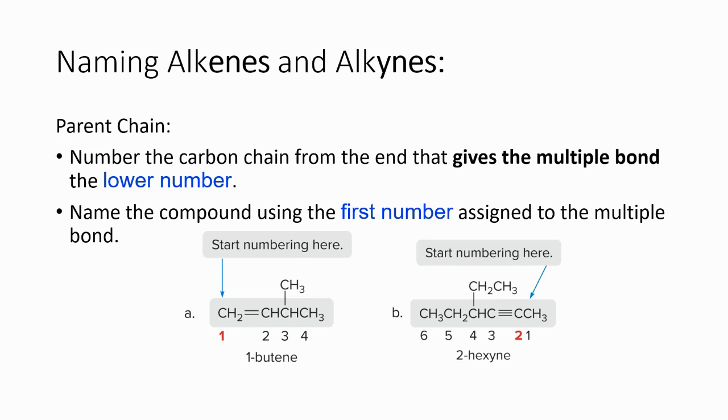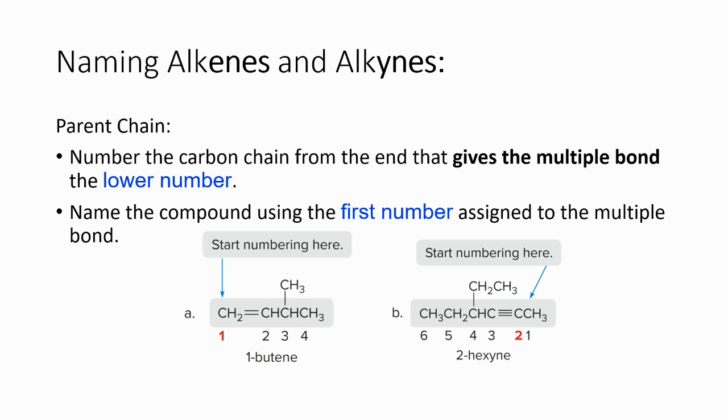Okay. I'm confused. What does the first one even mean? Like the number of the carbon chain from the end that gives the multiple bond the lower number? Yep. We can start over here, 1, 2, 3, 4, or we can start here, 1, 2, 3, 4. So it doesn't matter where you start? It does matter. We're going to start on this side because this side is closer to the double bond. Oh, so it just has to be closer to the bond. Closer to the double bond.